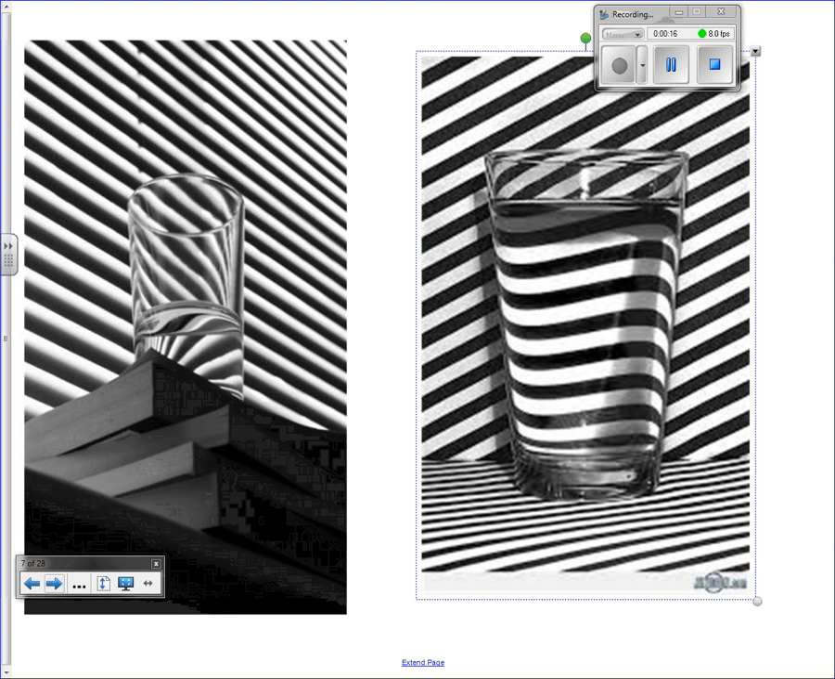Here's an example of two glasses of water in front of different backgrounds, and you can see how the backgrounds have become distorted by the water inside the glass. What I'd like you to think about is why this happens.